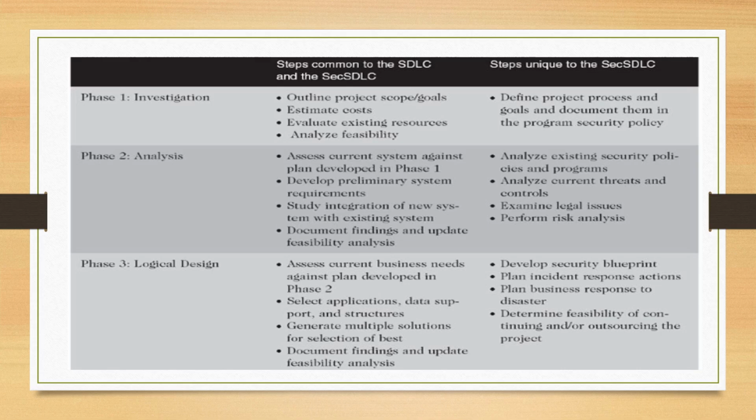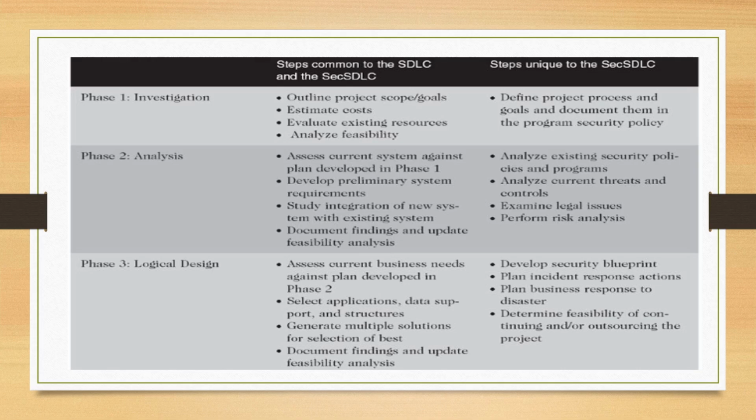So in phase 1, the investigation phase, the common steps are to outline the project scope and goals, estimate the cost, evaluate the existing resources, and analyze the feasibilities. The step unique to the secure SDLC is that it defines the project process and goals and documents them in a program security policy. Then we will go to the analysis, the second phase.